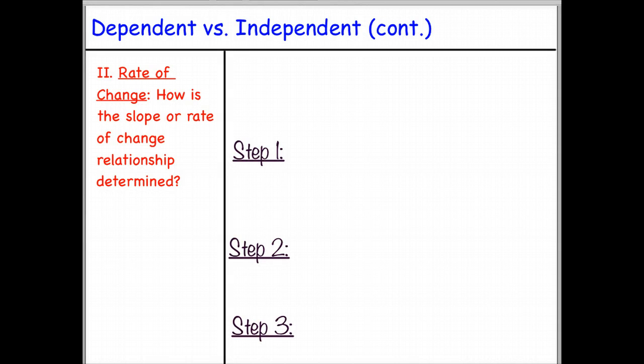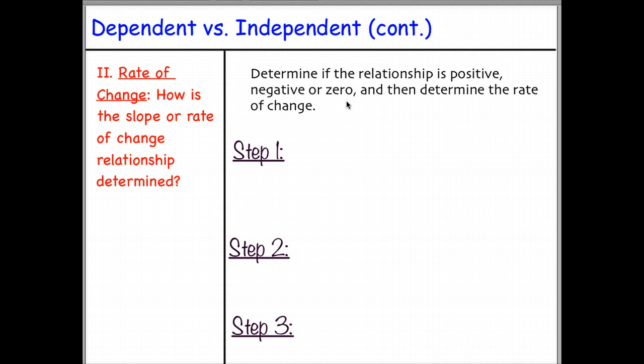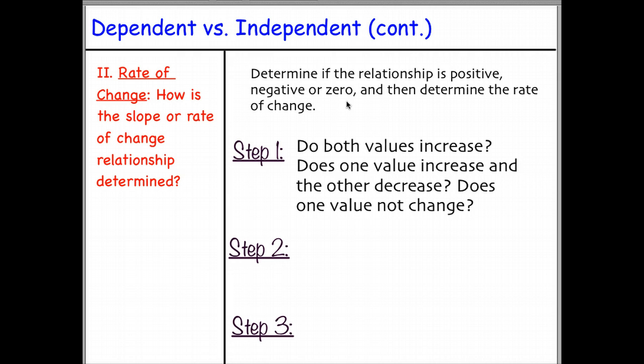All right, we're going to continue our discussion with dependent versus independent variables. So now we're talking more about the rate of change. How is the slope or rate of change relationship determined? We determine if the relationship is positive, negative, or zero, and then determine the rate of change. So here are the different steps to follow.